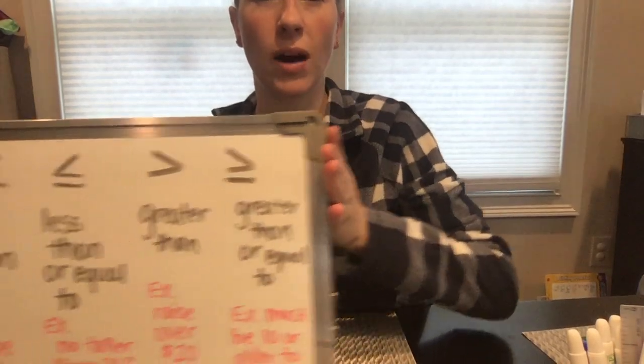We're going to use those word parts to understand the word. So equality is something that's equal, and inequality is something that is not equal. These are our inequality signs.